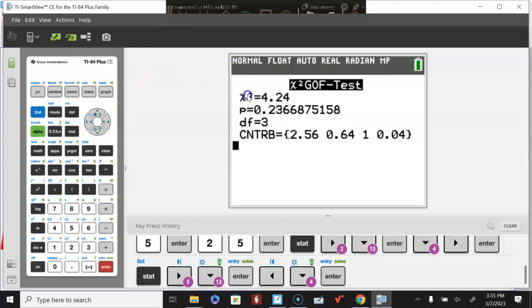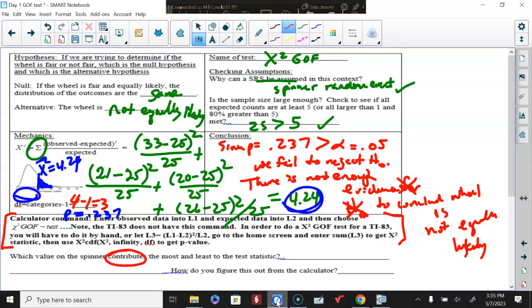And there's our test statistic, p-value, and degrees of freedom. But right underneath it says contributions. And you see 2.56, 0.64, 1, 0.04. So what that means, if you go back in our calculations for our contributions, this first contribution, 33 minus 25 squared over 25, if you calculate that, that turns out to be 2.56. And the next ratio is 0.64. And the next one is 1. And the last one is 0.04.